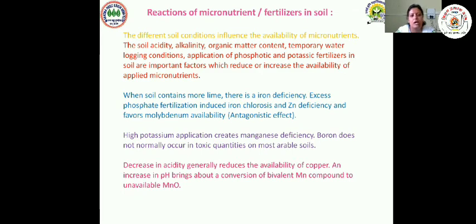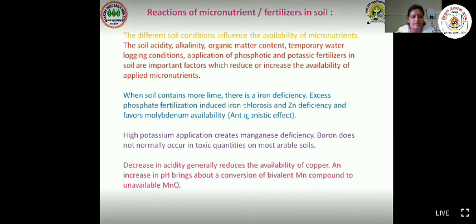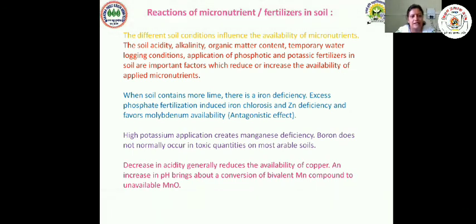Boron does not normally occur in toxic quantity on most arable soils. Decrease in soil acidity generally reduces the availability of copper, and increase in pH brings about a conversion of bivalent Mn compound to unavailable MnO. So the reaction of micronutrients in soil depends on the soil condition, the presence of the elements in the soil, or application of fertilization in the soil. All these factors affect the micronutrient availability.